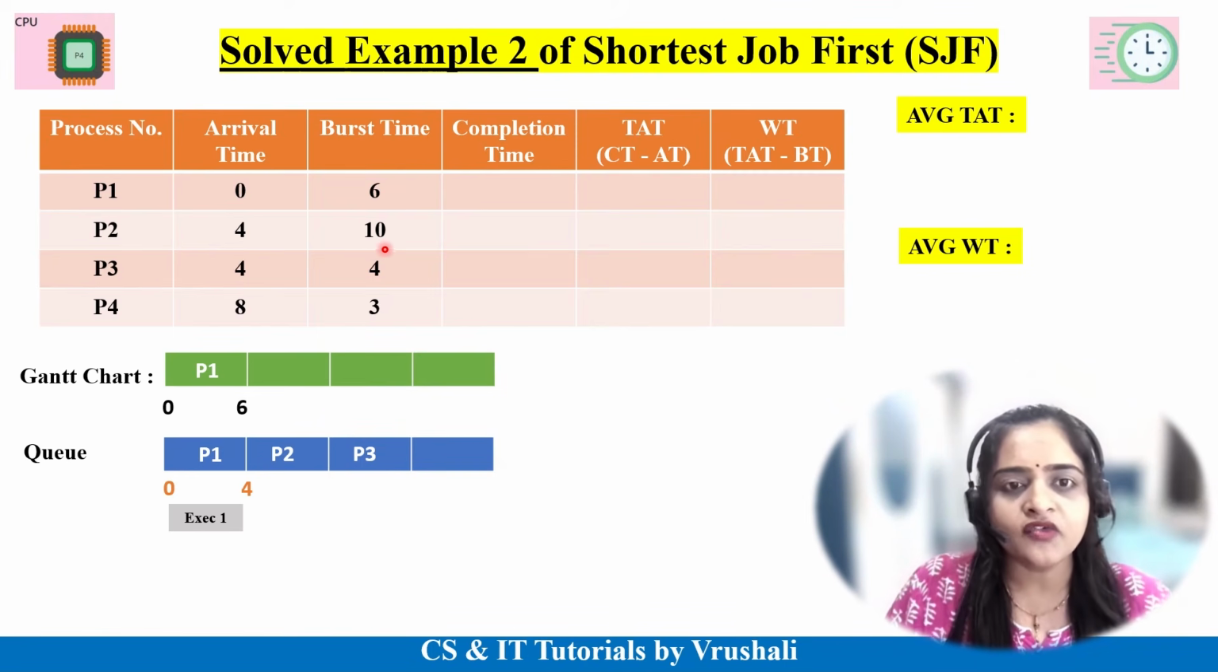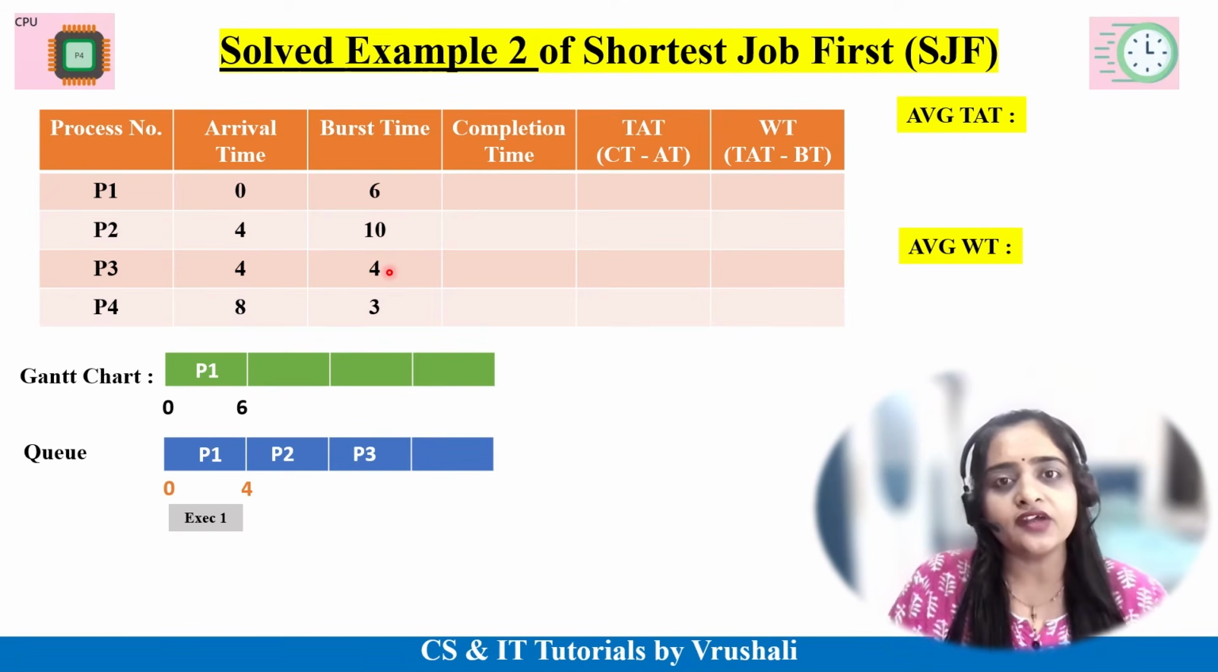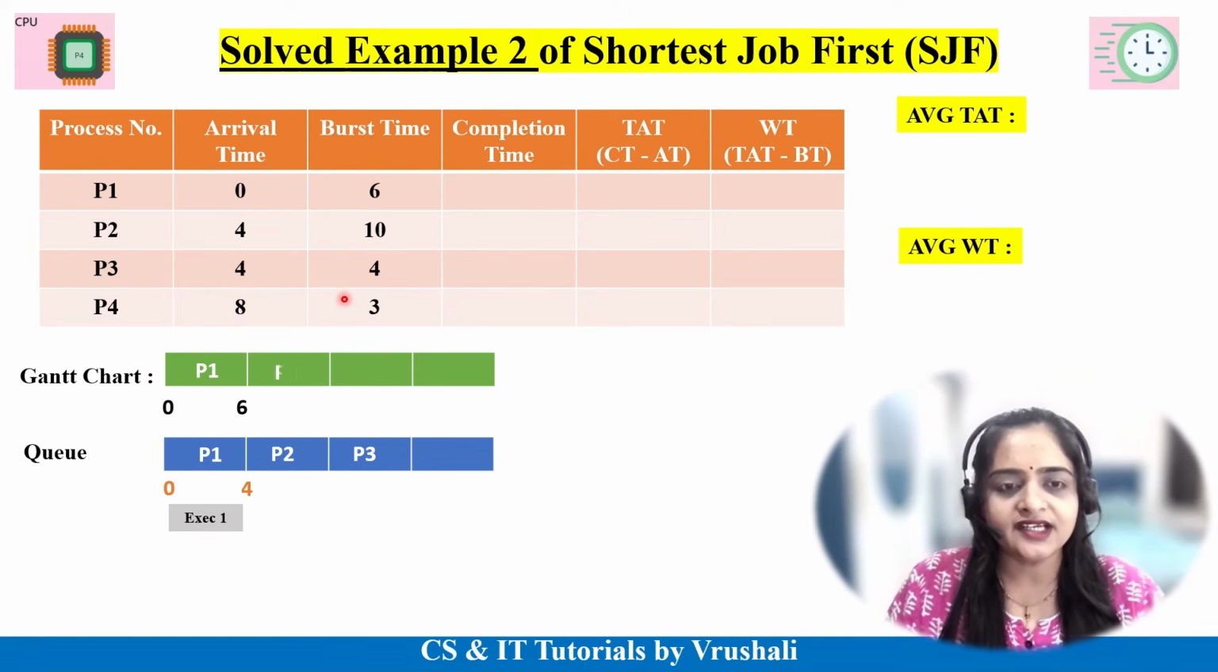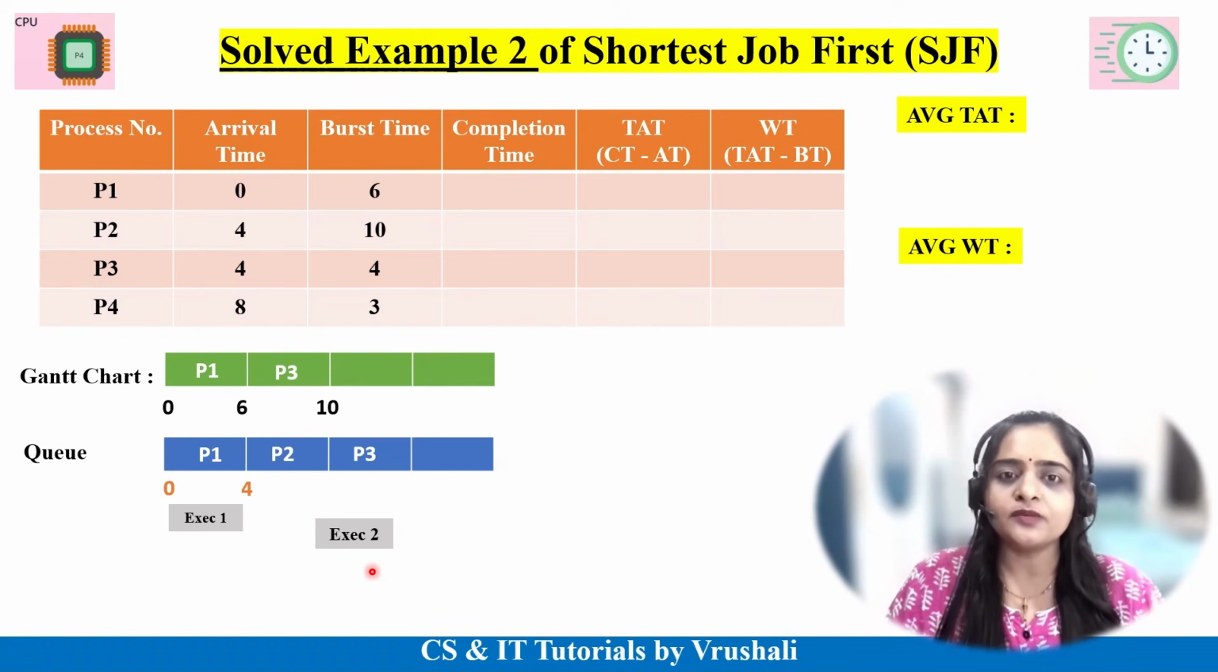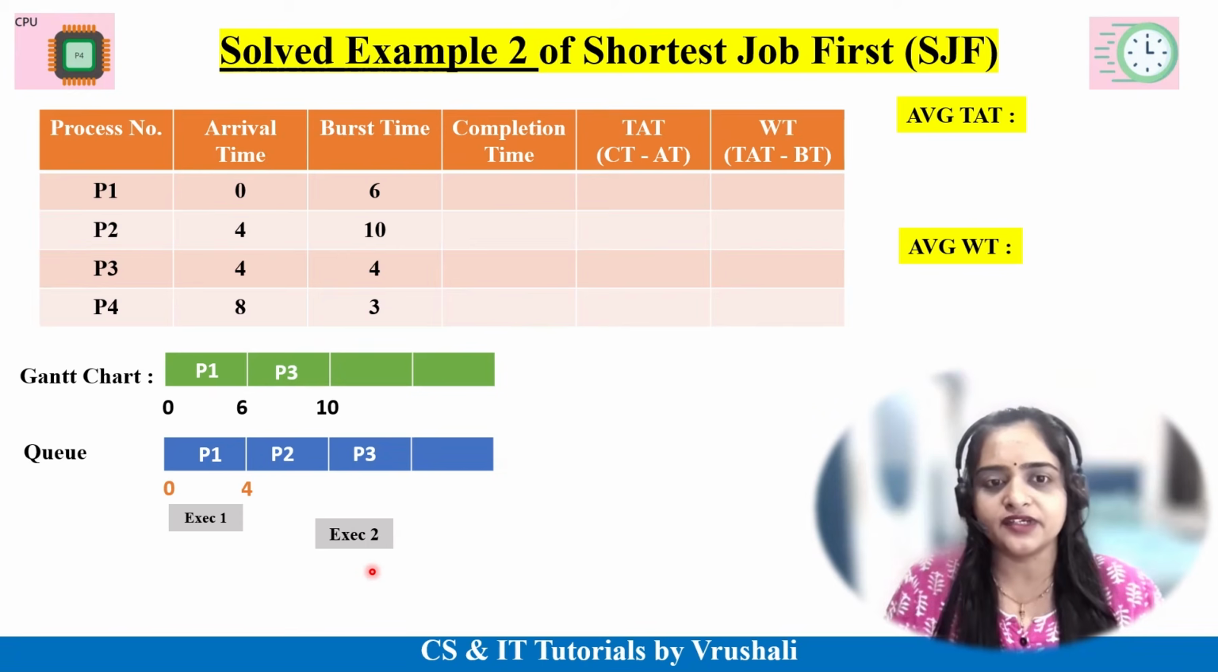So check which process has the shortest burst time, which process requires the shortest execution time. P2 requires 10 units of time for execution and P3 requires 4 units of time. Which one is the shortest? P3, right? So the CPU executed P3 first. So what is its burst time? 4. So 4 plus 6 equals 10. Clear? Means the P3 process has executed.